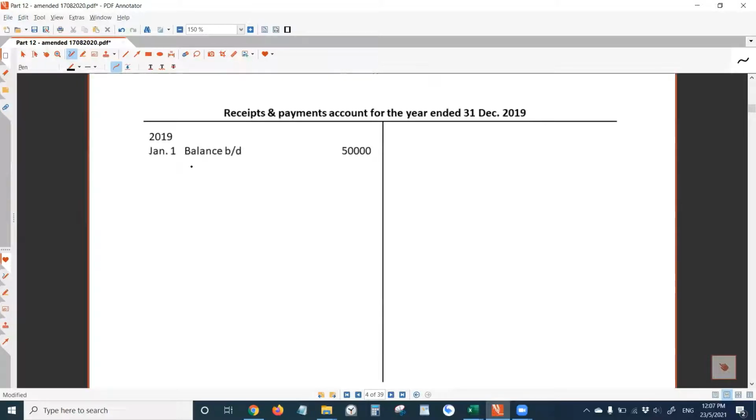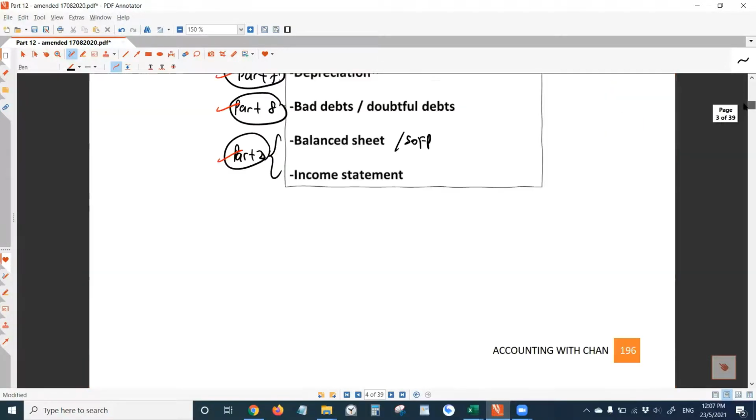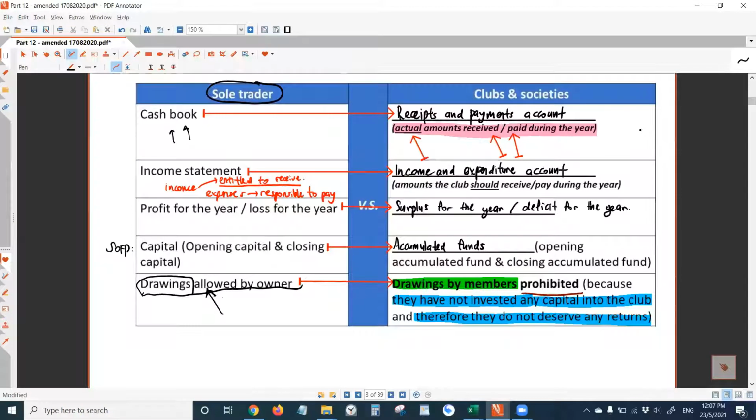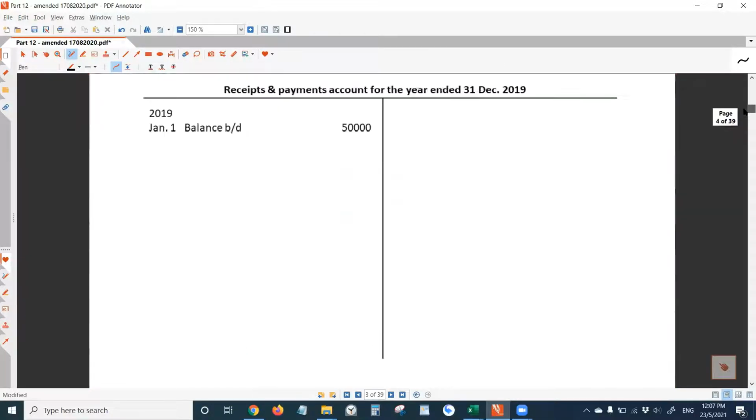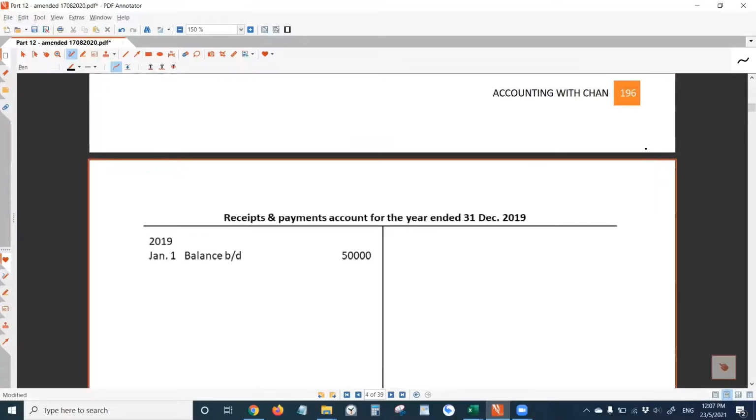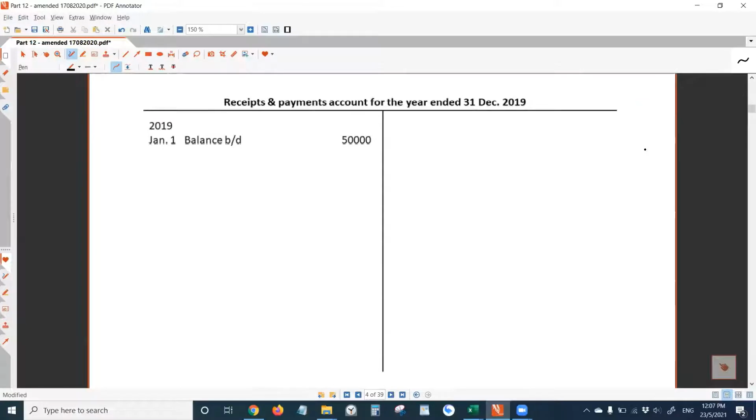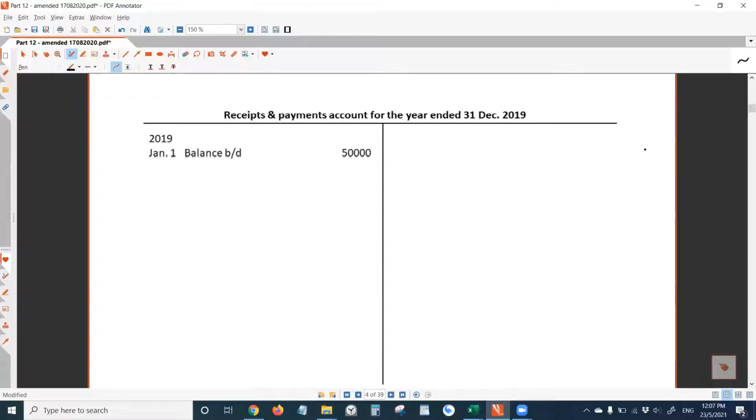Okay, so from the next page onward, I'm going to show you how receipts and payments account look like, how income and expenditure account looks like, and how the SOFP looks like. You go to page 197. Here is a receipts and payments account.